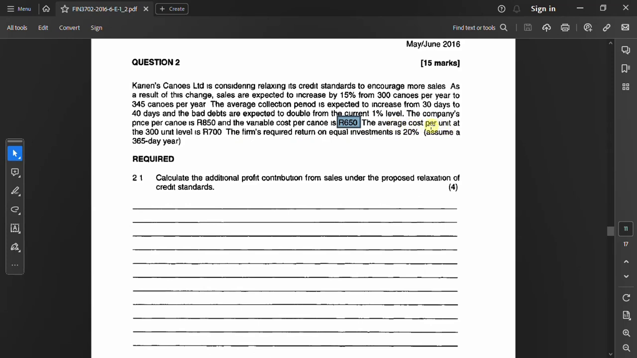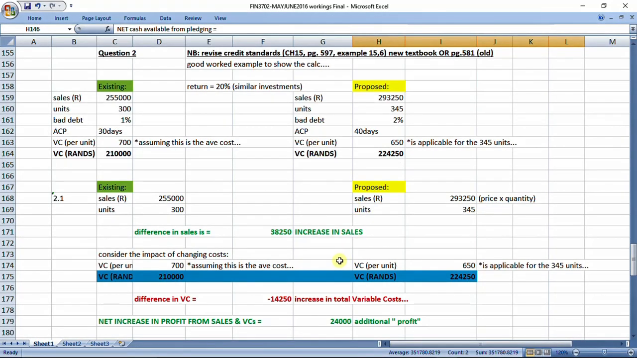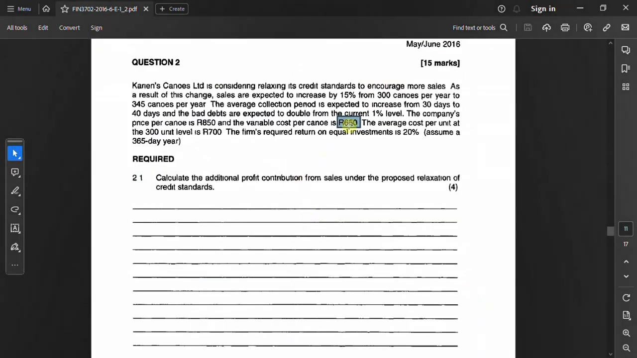So if our production had to increase to 345 canoes per year, it doesn't specify which cost applies. The average cost per canoe at the 300 unit level is 700, and the variable cost per canoe is 650. So it looks like the costs have actually gone up. No, not gone up, gone down if you produce more rather than when you produce less.